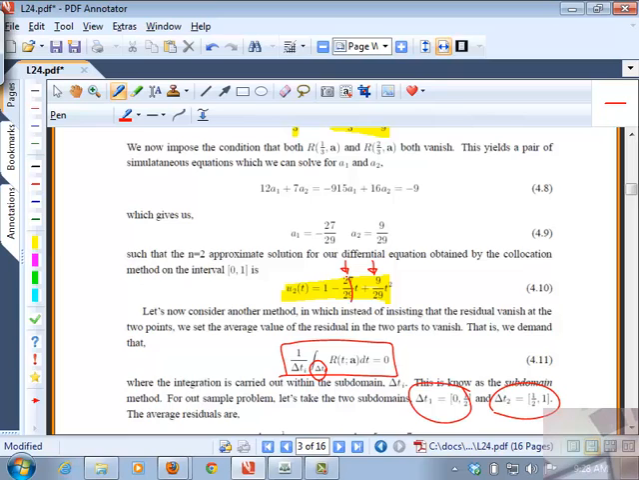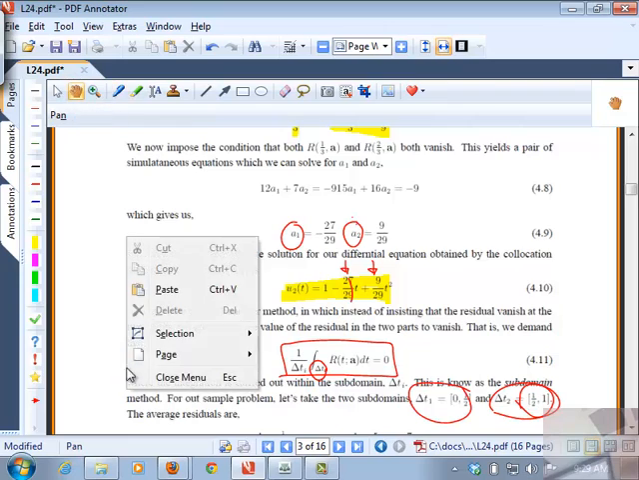Even though I need two conditions because I have two unknowns, and I take those two conditions as the integral of the residual in the first half, 0 to half, and the integral from half to 1. So I get two equations. So I'm distinctly minimizing the residual in those two subdomains. Okay, but that is not the finite element method, because the basis function is still spanning the entire domain.